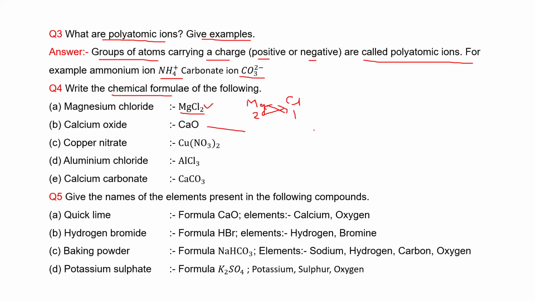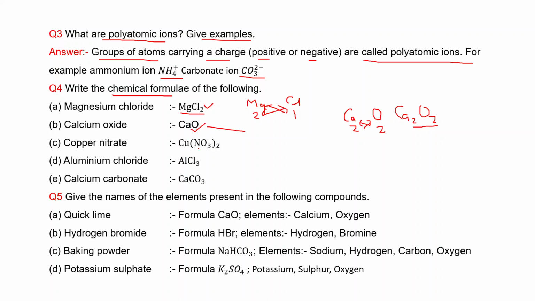In case of calcium oxide, Ca valency is 2. Oxide valency is 2. Again if you interchange these valencies, you will get Ca2O2. But the simplest ratio of 2 to 2 is 1 to 1. That's why answer is CaO.